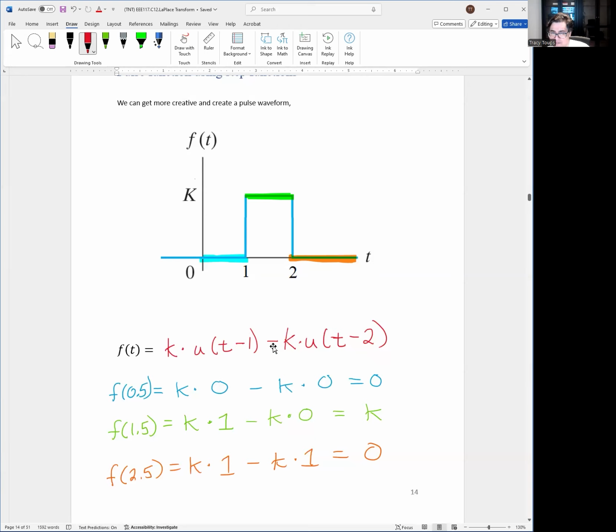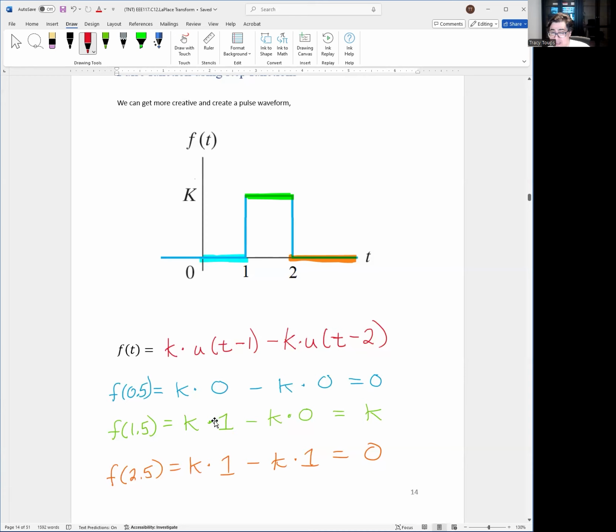Okay. You then subtract k times another step function. If I plug in 0.5 at t, my overall u of negative 1.5 will turn off as well. So we have 0 minus 0 is 0. So obviously nothing happens. Now let's say at 1.5, so halfway between 1 and 2, the green bar, what's happening here? Well, we have k times u, and we're going to put 1.5 into t. So 1.5 minus 1 is a positive 0.5. So u of positive 0.5 is a 1.